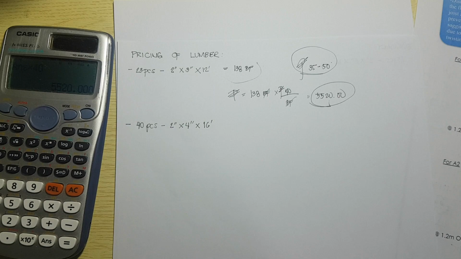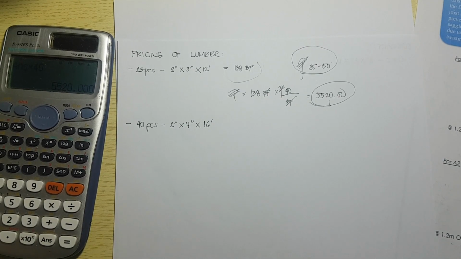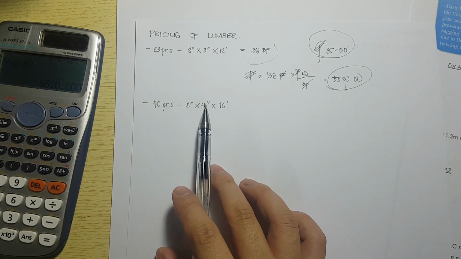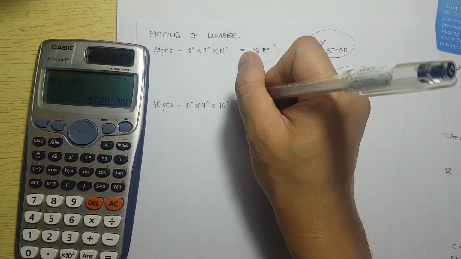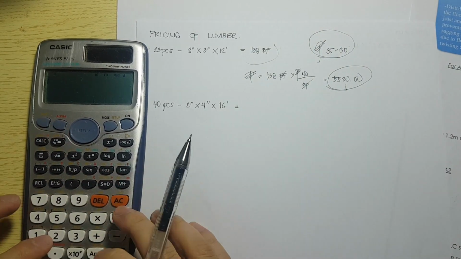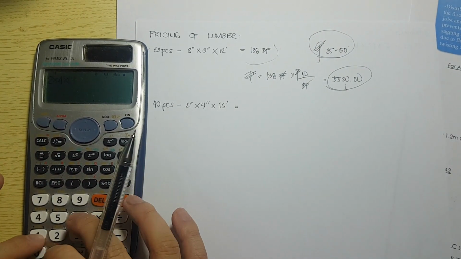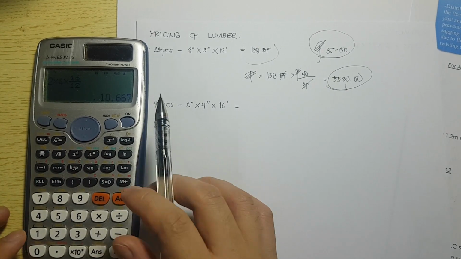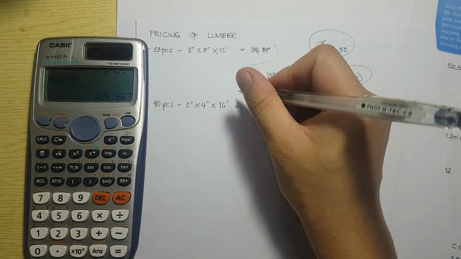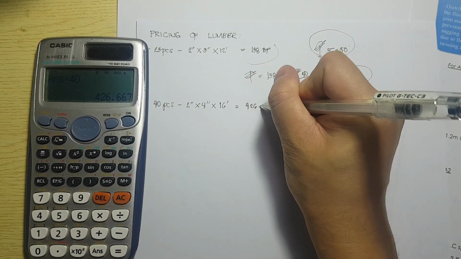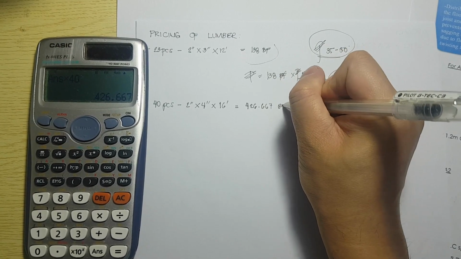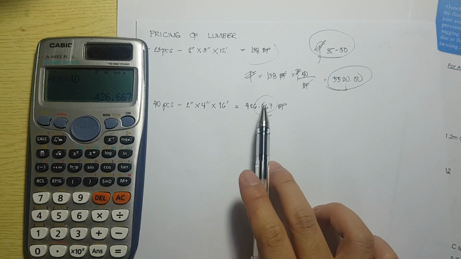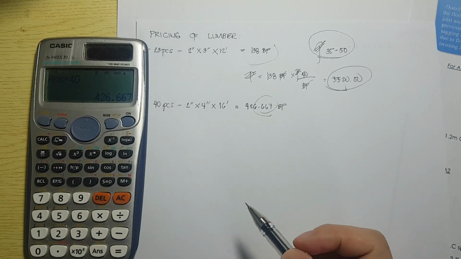Now, what if there is decimal? So for example, here we have here 2 inch by 4 inch by 16 feet. So again, we need to convert this in board foot. So 2 inch by 4 inch by 16 divided by 12, that is equivalent to 10.667 times 40. Therefore, that is 426.667 board foot. If this is the case, whether it is 0.117, 0.227, we round it up to whole number.